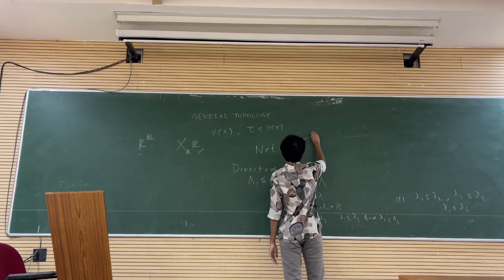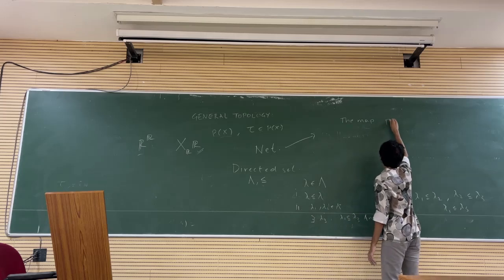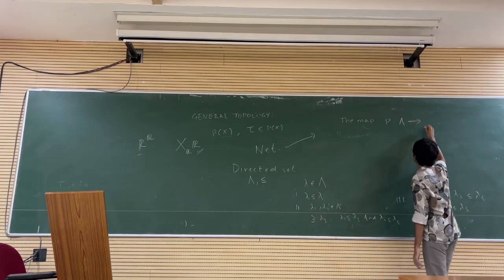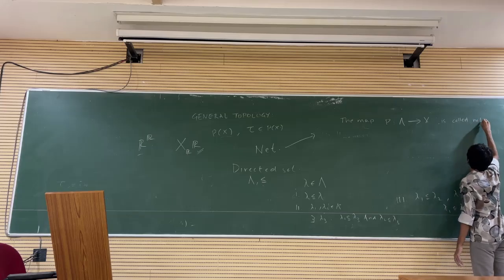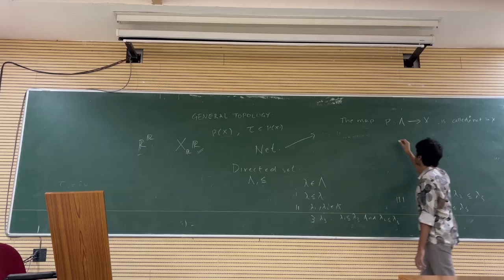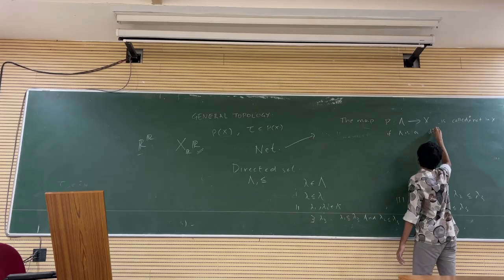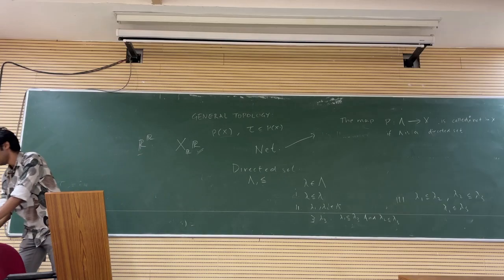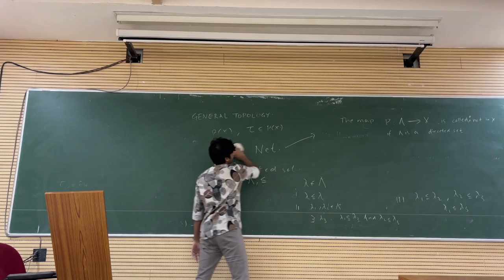A net is the map P going from lambda to x, is called a net if lambda is a directed set. Right. And with this definition, you have that lemma I was trying to give you.